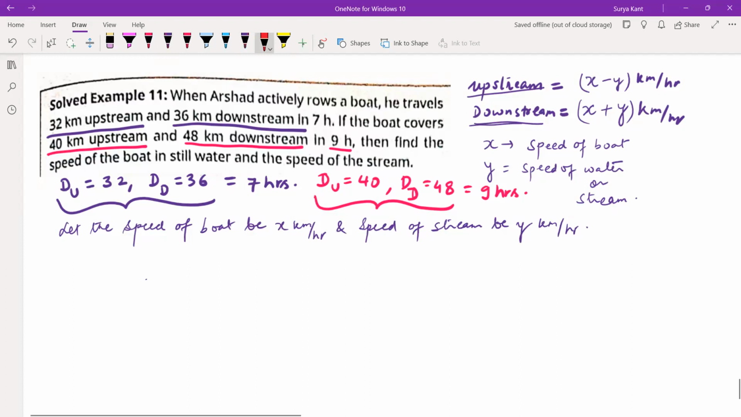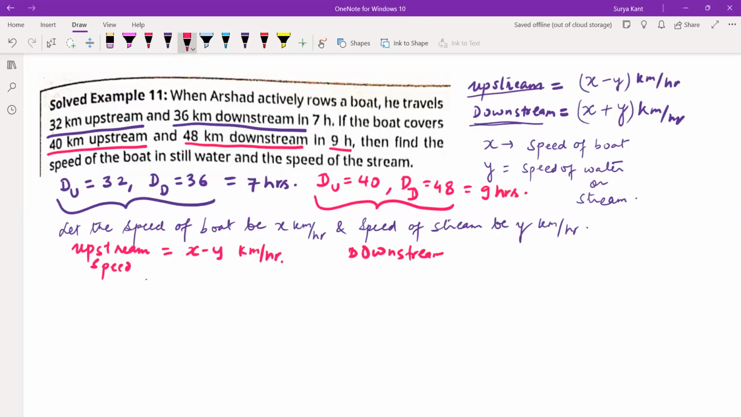In upstream, what we have to write, we go slowly. For upstream speed, we have written before also, right? What we can write: x minus y kilometer per hour. And then downstream speed, this is speed. Don't confuse over here, this is speed. Then again, we should write downstream speed, that is x plus y. Now we go according to this one.